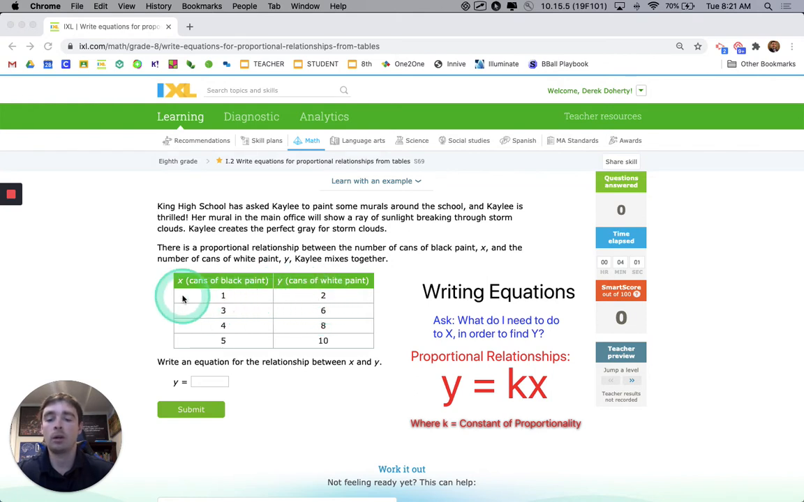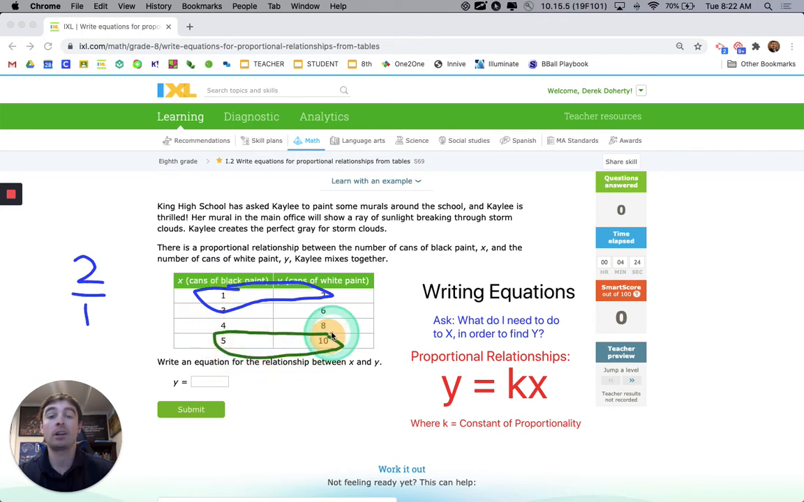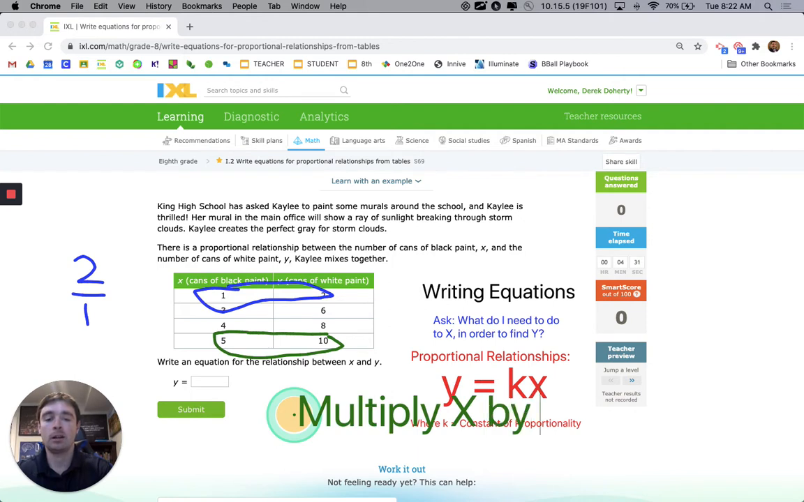If I do 2 divided by 1, this first data point here in blue, I'm going to get the ratio 2 to 1. Same thing if I go to the bottom one. Let's switch our color over to green. If I did 10 divided by 5, I'm going to still get that same ratio of 2 to 1. So really, the rule here is multiply x by 2 and you find y.